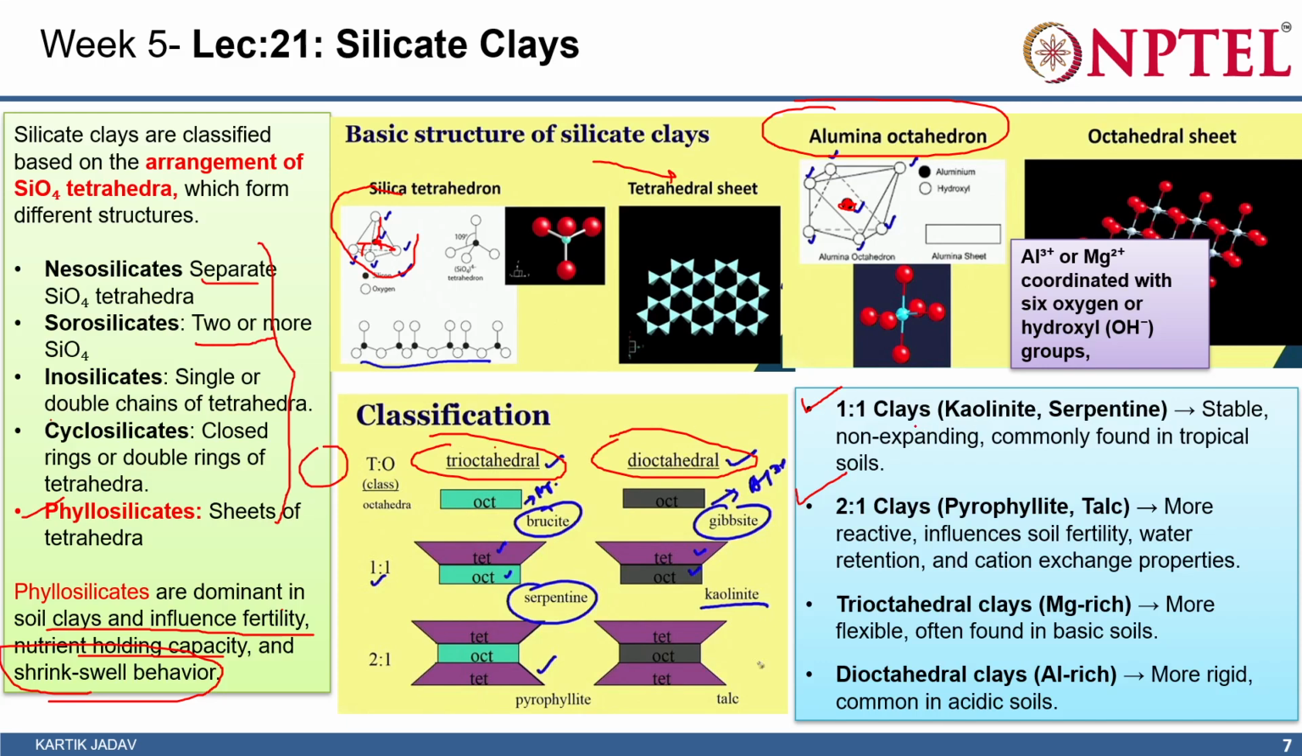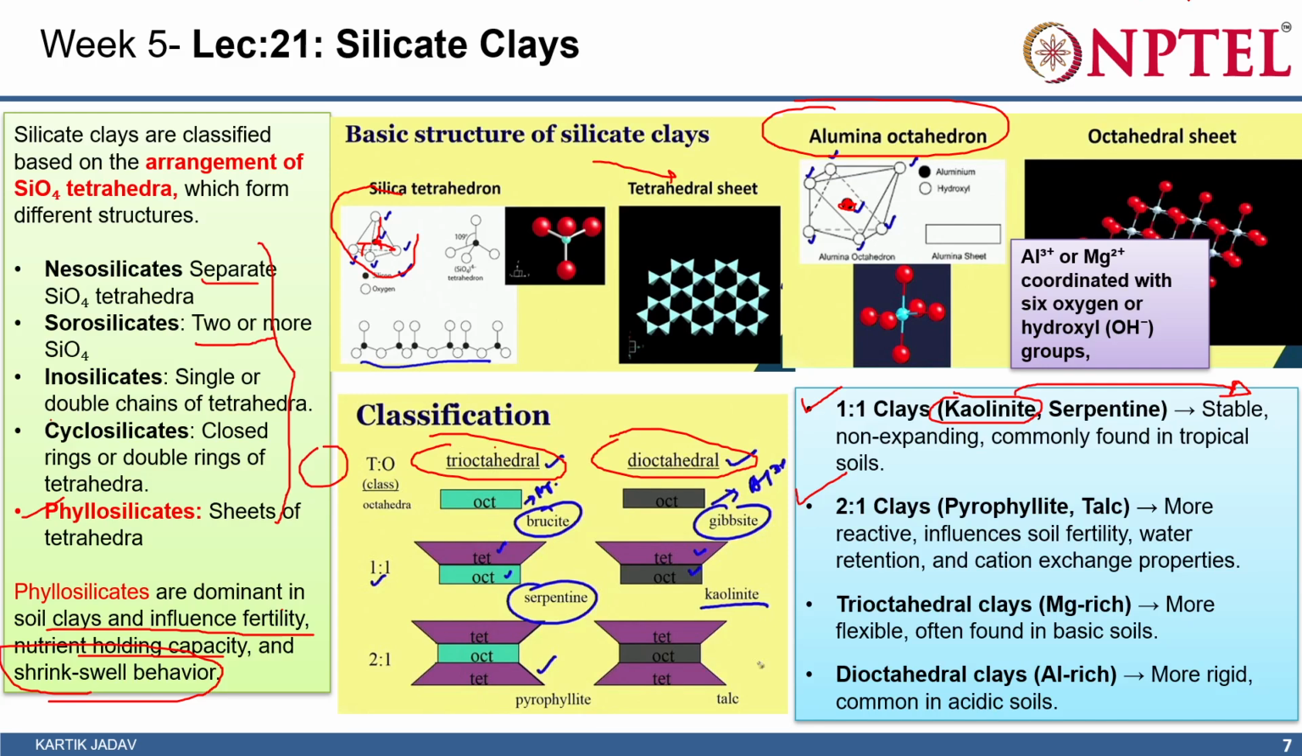Generally, 1:1 clays are stable in nature and non-expanding, and are commonly found in tropical soil, as we have covered with kaolinite. We find this type of structure very stable, which means it is not generally eroded, right?